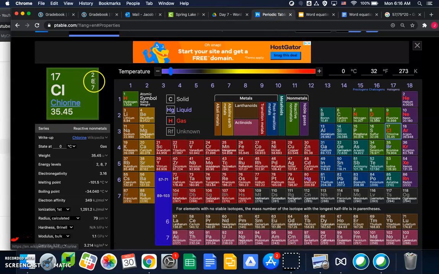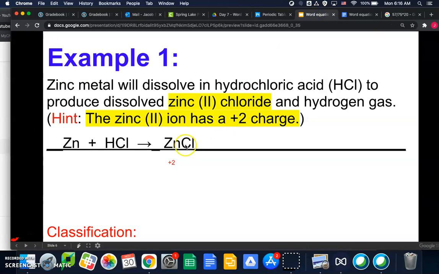So here's chlorine. It has 7 valence electrons. It wants to get to the valence electron configuration of argon. It wants to have 8. So it's going to gain 1 electron. When it gains 1 electron, it'll have a -1 charge. So then to balance the charge, we're going to need 2 chlorine atoms. That's because 2 times -1 equals -2. And +2 plus -2 equals 0.